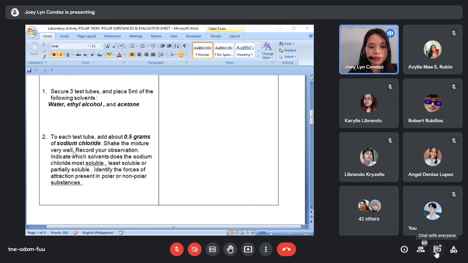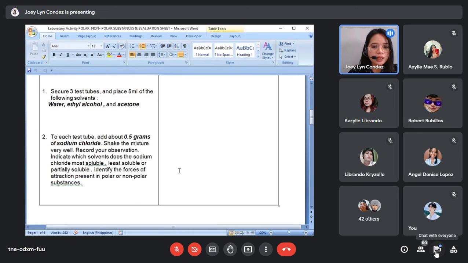And then, record your observation. You're going to draw the three test tubes here. Water, ethyl alcohol, acetone. And then, record your observation. Sodium chloride is most soluble in water, partially soluble in acetone, least soluble in ethyl alcohol. So that is what you will do, okay? For this part, draw the three test tubes, label, and your observation.